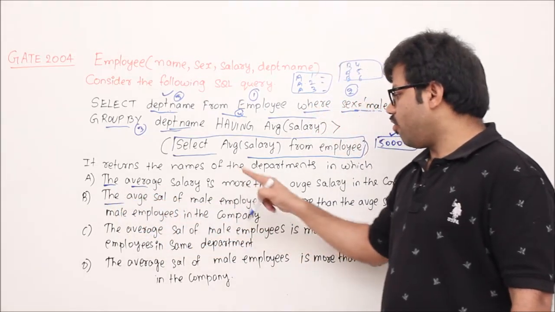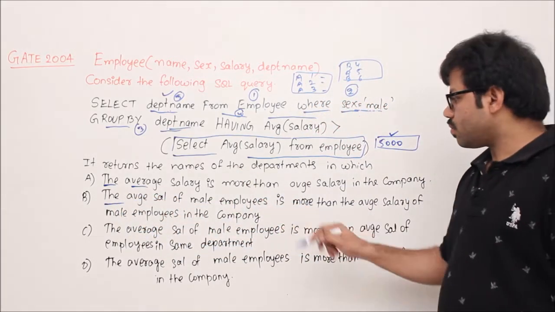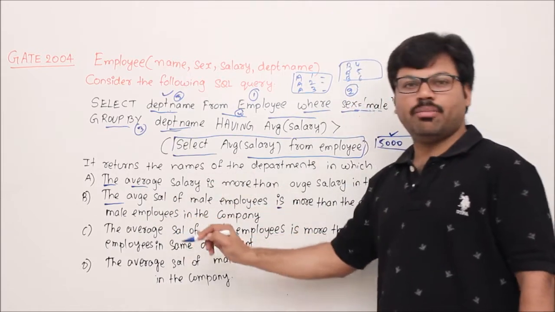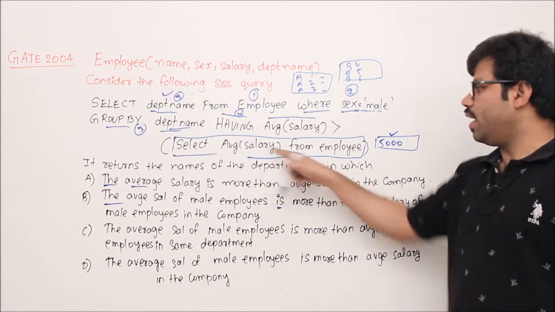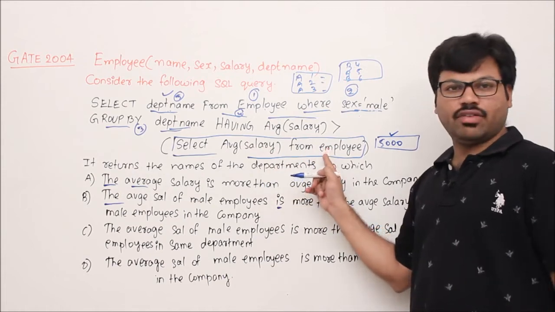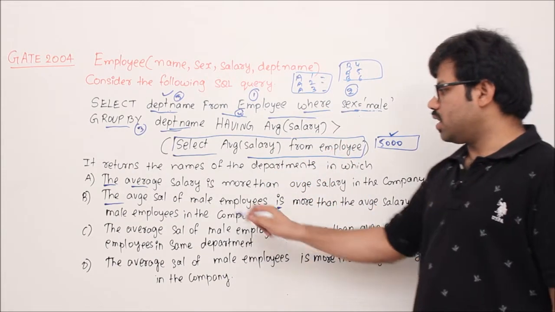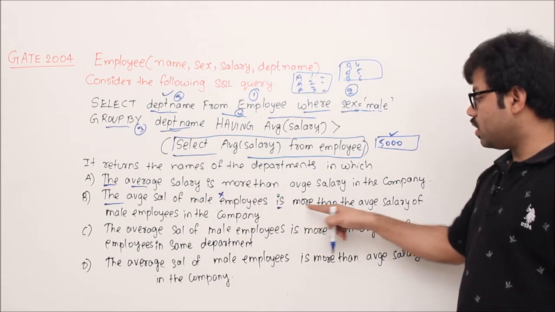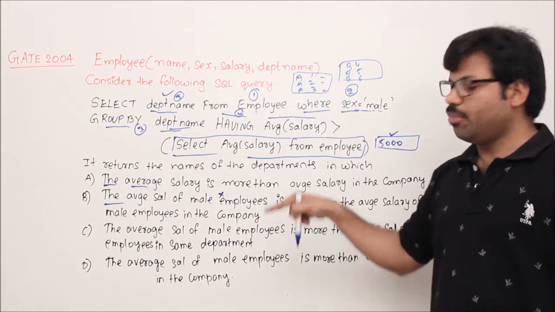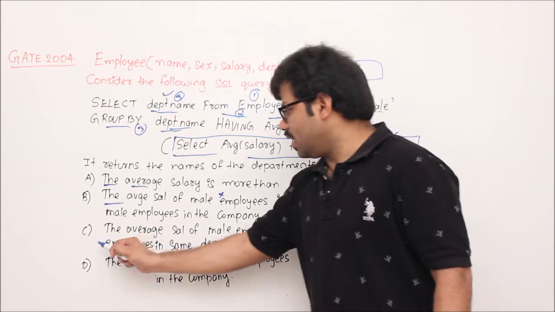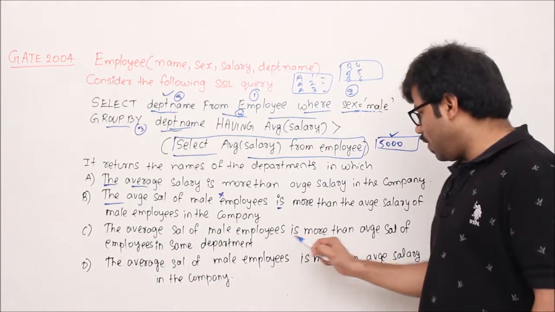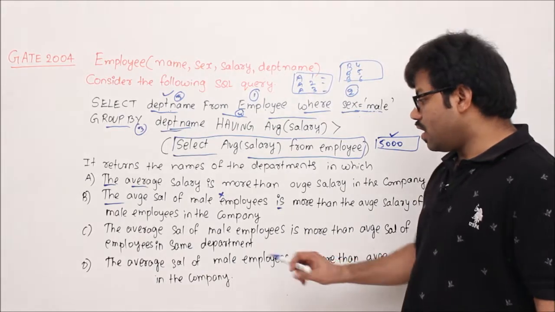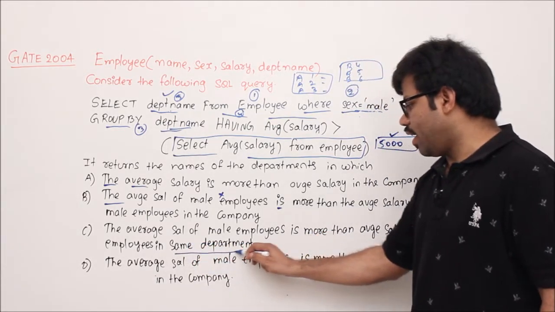The average salary of male employees, correct, is more than the average salary of the male employees in the company. On the right side we don't have male employees, we have the average salary of the whole company, right? So that's why option B is wrong, because it is saying that the average salary of male employees is more than the average salary of male employees in the company. No. Now option C, the average salary of male employees is more than the average salary of employees in the same department. So it's not about the same department. You see the mistake in option C.